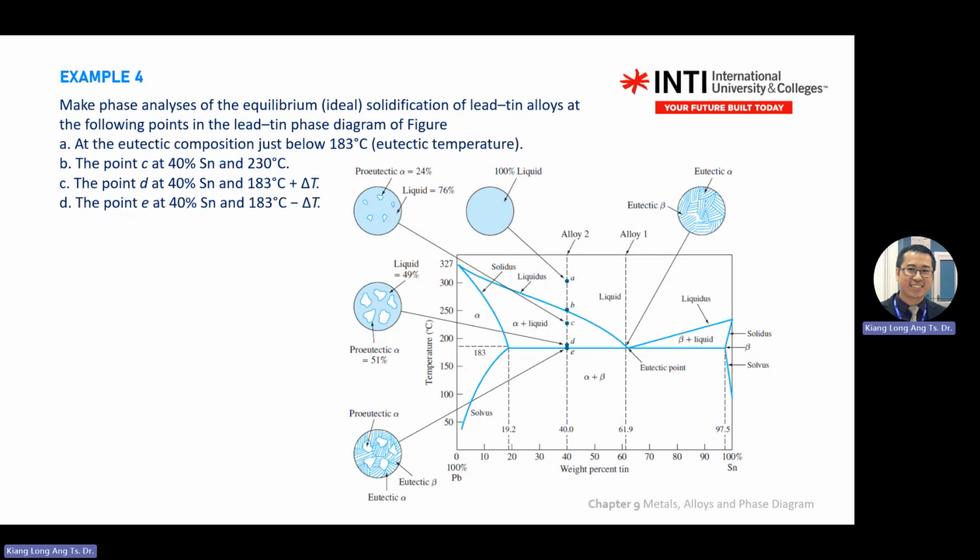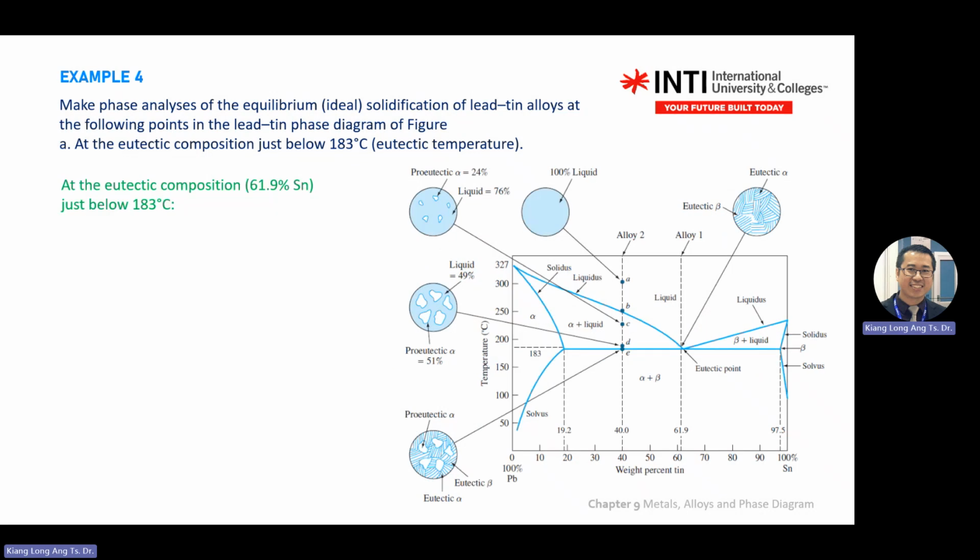Example 4, I take as homework. But before you go back, look at the question and see whether you are able to answer it. You're given the graph. Do phase analysis at the following points, for example at the eutectic composition just below the eutectic temperature. I think I need to show you this one, I didn't cover it in the lecture just now. The steps are always standard, like an SOP. Just now he asked for A, I do A for you, the rest you see. So A, eutectic composition. From here you know where the eutectic is, here.